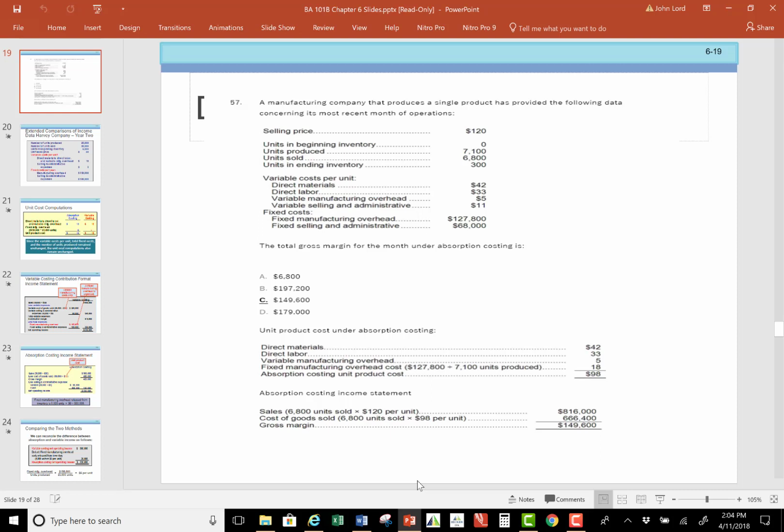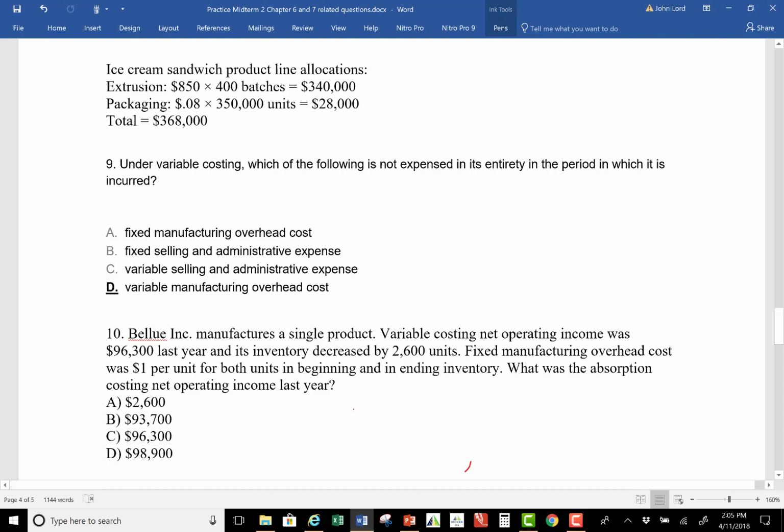How many units did we produce? We produced 7,100 units. That means there's 300 units that the cost is still in ending inventory, isn't it? It didn't come out into cost of goods sold? Yes. Okay, so if you look at that question, it says which of the items is not expensed under variable costing, and maybe we need to look at the other items, but variable manufacturing overhead is still sitting in our ending inventory, right?